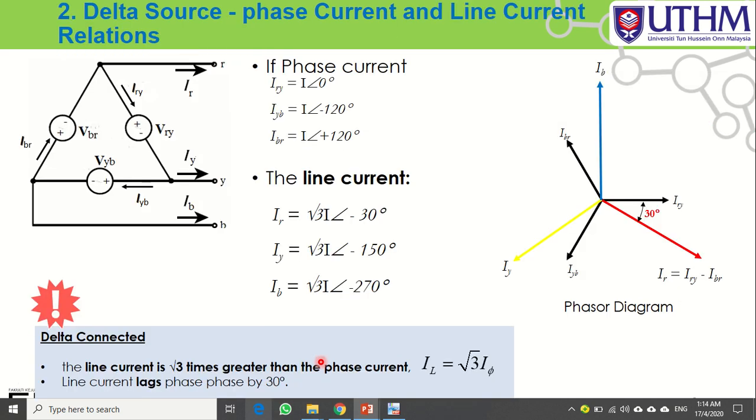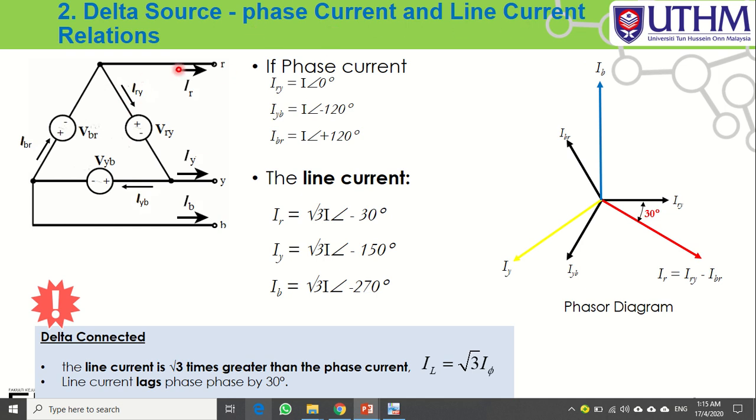Number two, delta connected source. This is a delta. From the circuit we can see that line voltage equals phase voltage. Let's say we have a phase voltage VRY, which is equal to the line voltage. But is the line current equal to the phase current? Of course not. So what is the relationship between phase current and line current?